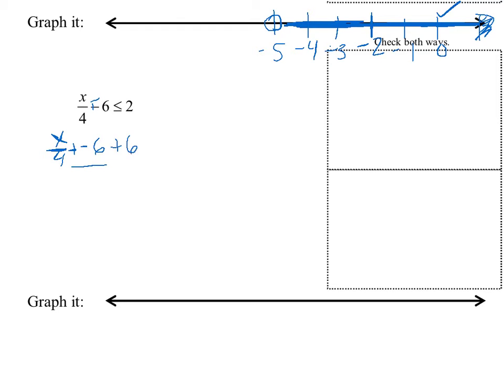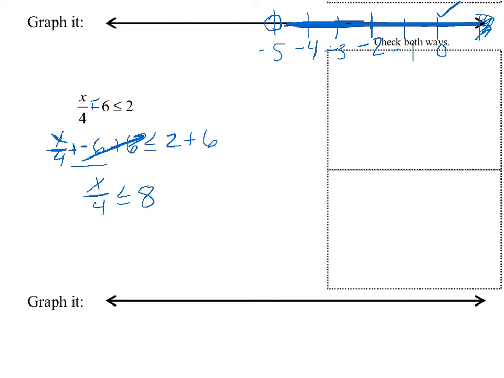Yeah, add a positive 6 to both sides. Remember, additive inverses always go before multiplicative inverses. So I'm adding a positive 6 to both sides. That leaves me with x over 4 is less than or equal to 8.